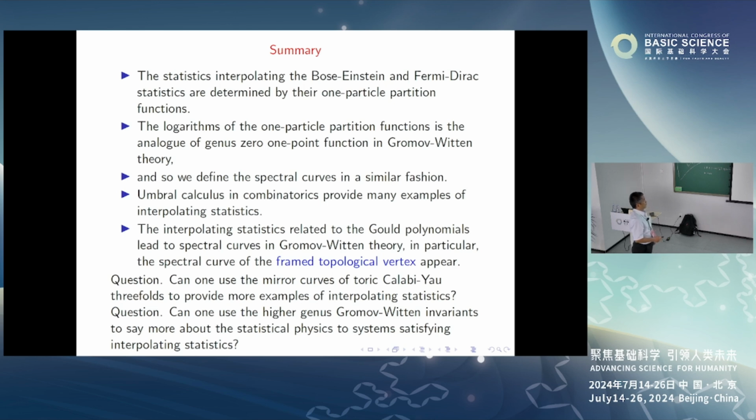So the question is, is that possible? Can we actually use the mirror curve of a Calabi-Yau threefold to provide more interesting examples of interpolating statistics? And a further question is, can we use the higher genus Gromov-Witten invariants of this Calabi-Yau threefold to say more about statistical physics, about systems satisfying such interpolating statistics?